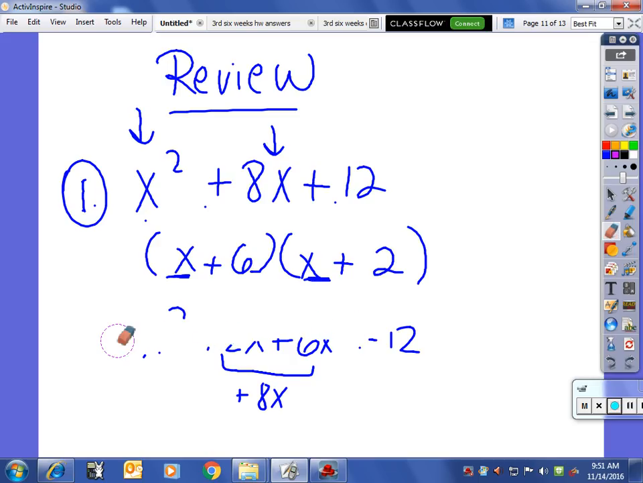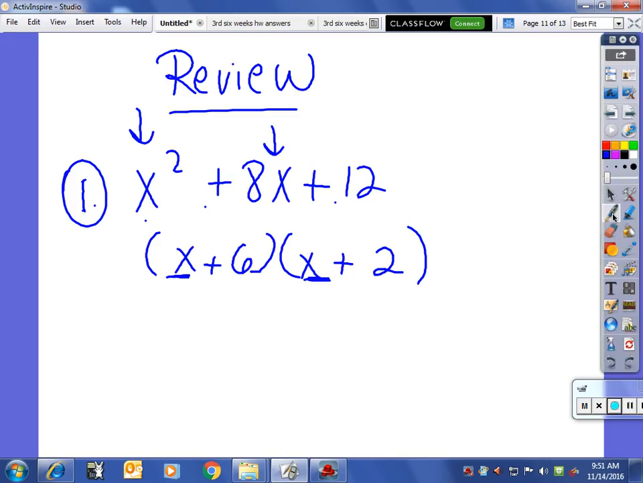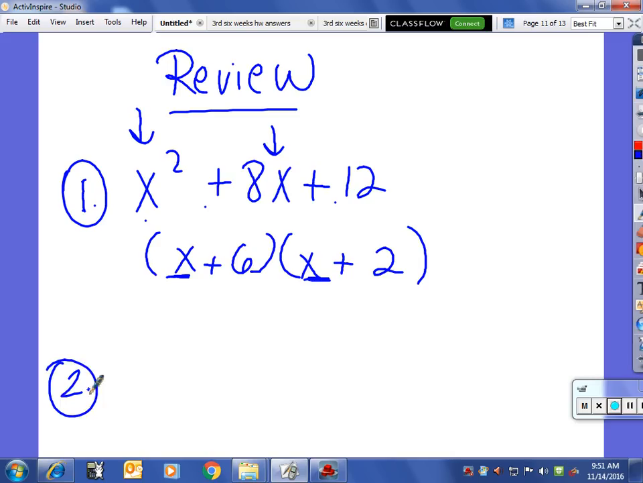Now, could you still do it? Absolutely. But when your x squared value has a 1 in front of it, we can always do this little shortcut. And I do want you to be familiar with the shortcut. I'm having some kids having trouble finishing the factoring in time. And we'll probably take a test on this before you leave for Thanksgiving holidays.